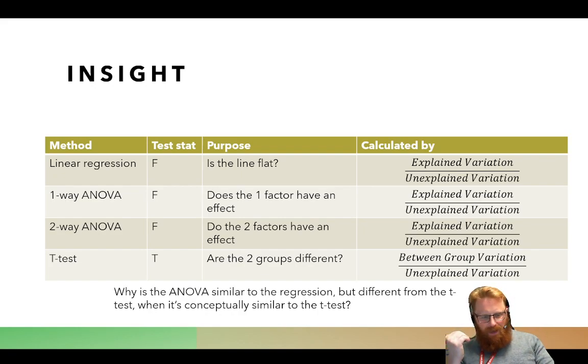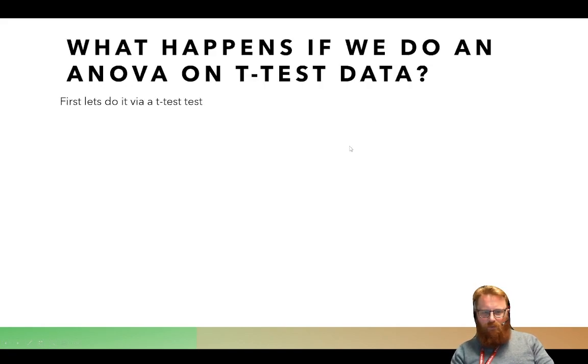Okay, so why is it so different? Well, here's a question for you. Is it actually so different? What happens if you do a one-way ANOVA on 2 groups? We can do it, right? We can make it happen. Okay, so first let's do a t-test.